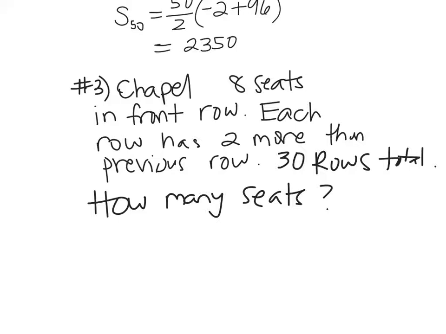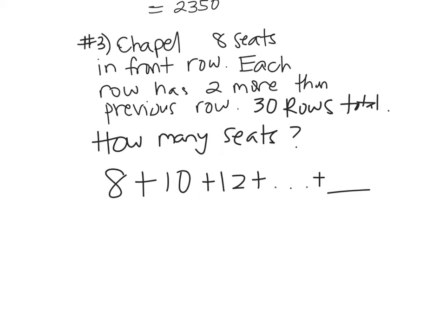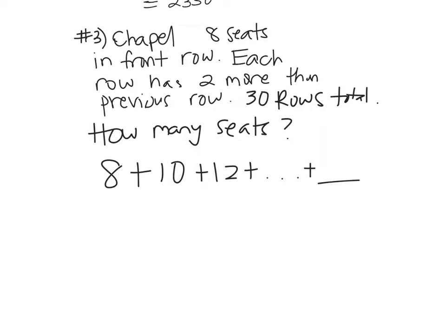And then we're going to write the series out. Sometimes it's nice to take your word problem and turn it into just numbers. So the first row has 8, so I'm going to write 8. And what does the next row have? 2 more than that, so 10. And the next row has 12 and 14 and so on, all the way until I don't know what the last row has. But I do know that there's 30 of them.